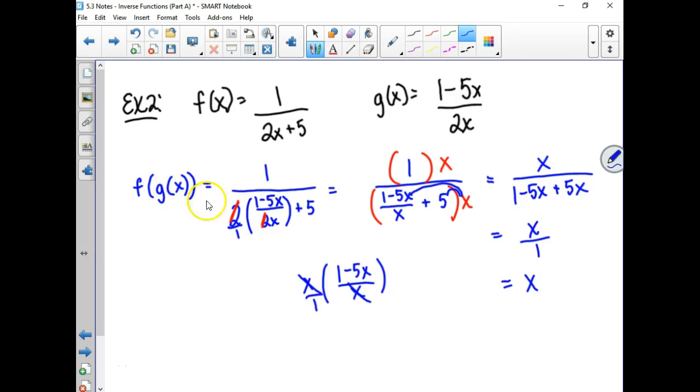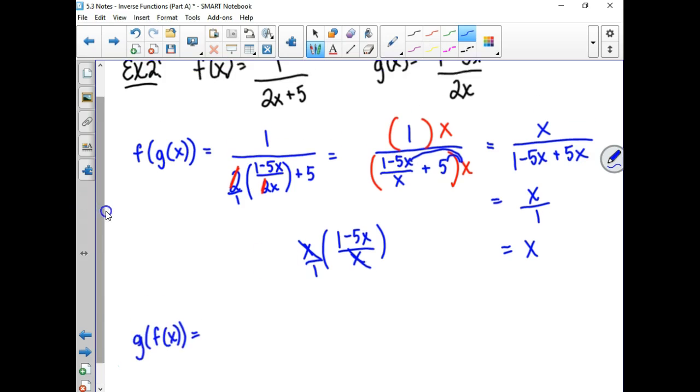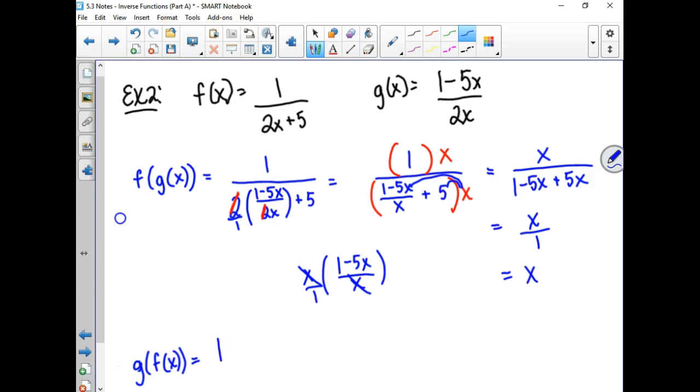So we've checked f of g of x. We have to check g of f of x here. So g of f of x is going to be 1 minus 5 times 1 over 2x plus 5, over 2 times 1 over 2x plus 5.